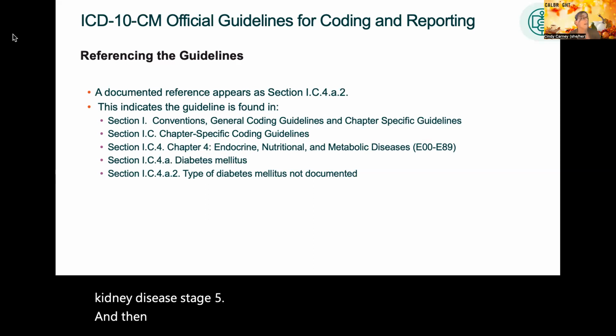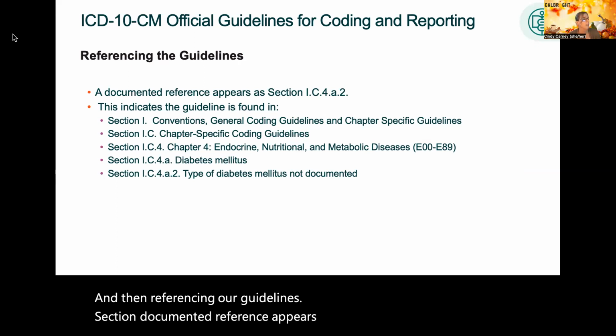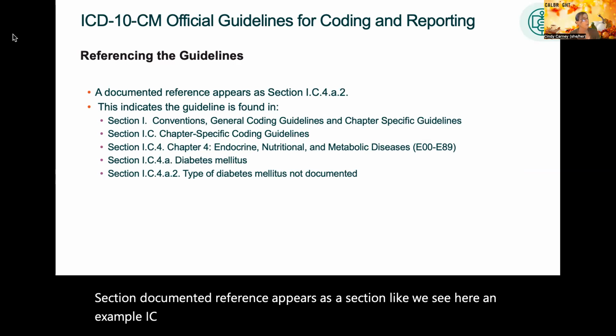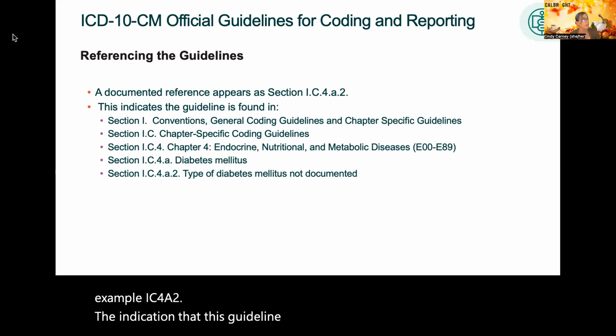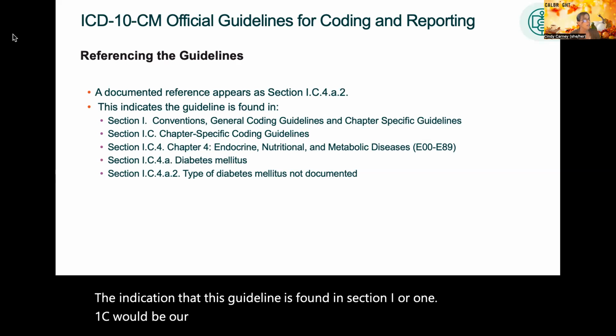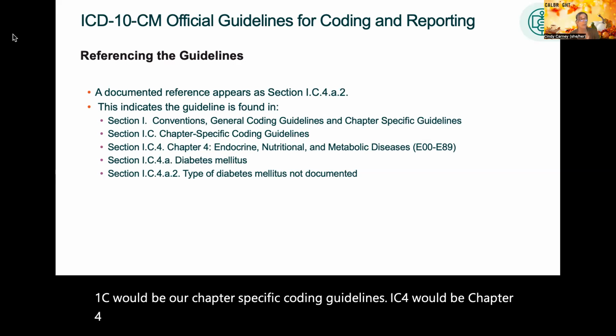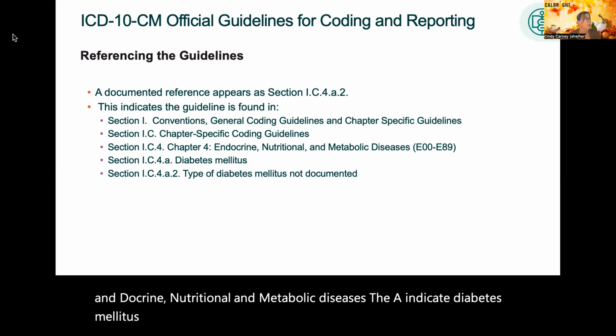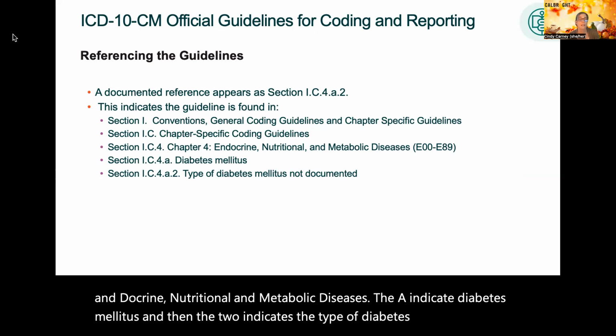And then referencing our guidelines. A documented reference appears as a section, like we see here in example I-C4A2. The indication that this guideline is found in section I, or 1. 1C would be our chapter-specific coding guidelines. IC4 would be chapter 4, endocrine, nutritional, and metabolic diseases. The A indicates diabetes mellitus, and then the 2 indicates the type of diabetes mellitus, not documented.